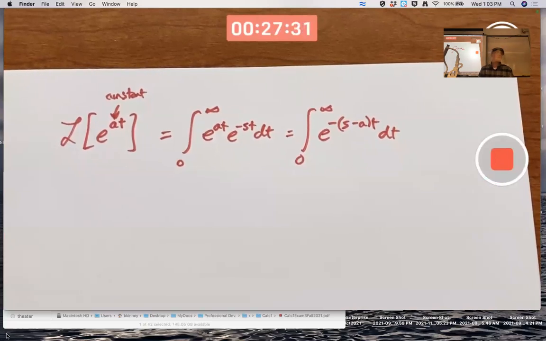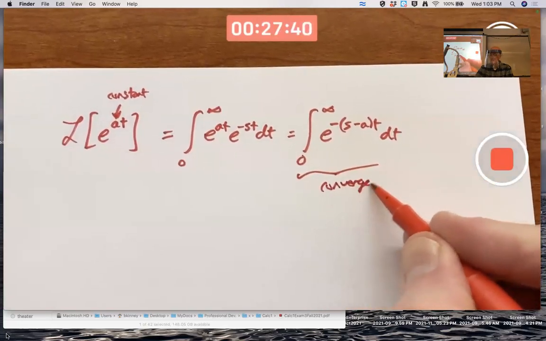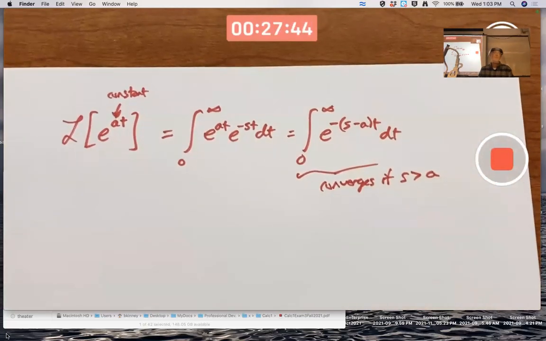And that'll be exponential decay for the integrand as long as s is bigger than a. This converges if s is bigger than a. So that's the condition on s for convergence. And what does it converge to?